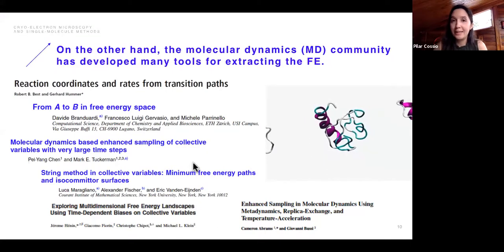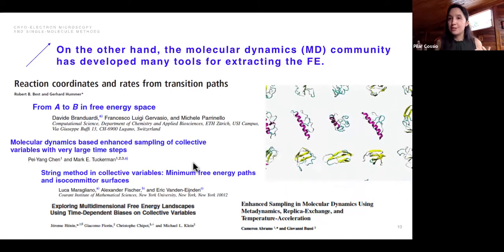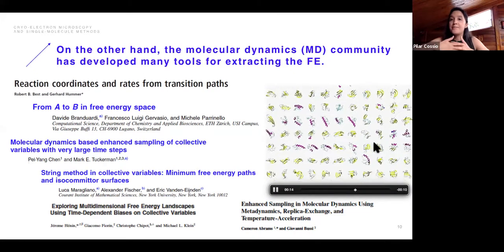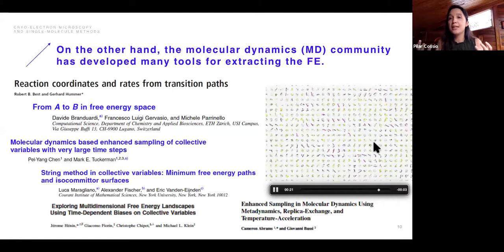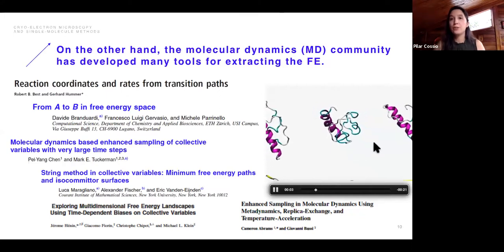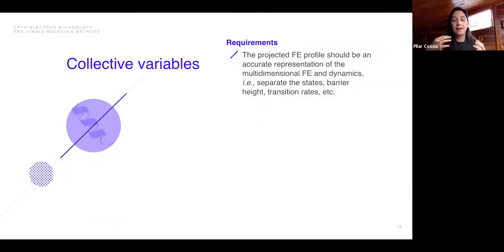So I come from the MD community, the molecular dynamics community, that has developed many methods for extracting free energy surfaces dealing with large conformational variability, where you have thousands of different protein folds, millions of different conformations. So how do we extract the free energy, which means reducing this large conformational space onto some low dimensions that we can understand? And along these lines, in the MD community, are collective variables. So for a collective variable, the projected free energy profile should be an accurate representation of the multidimensional free energy landscape and also the dynamics of the system.